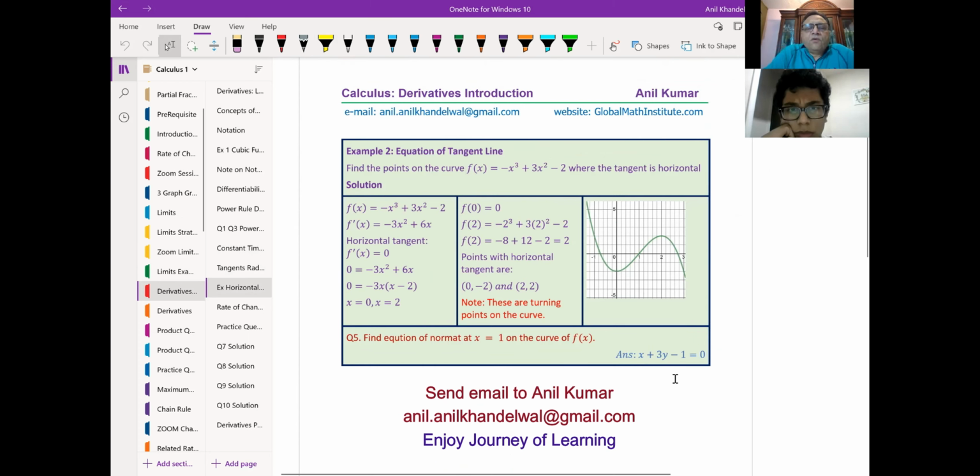Many times we are interested in finding the points where the tangent is horizontal. Can you tell me why? The idea is, if you have a horizontal tangent, that means it is a turning point. So we get the local maximum or local minimum on a curve by finding the points where the tangent is 0. These are also called critical numbers. These are critical points.